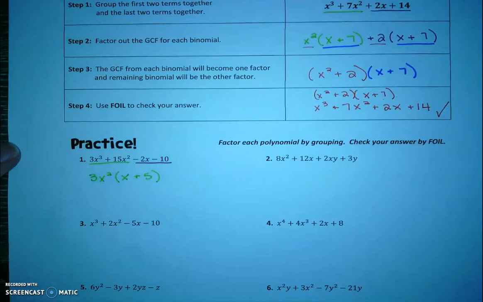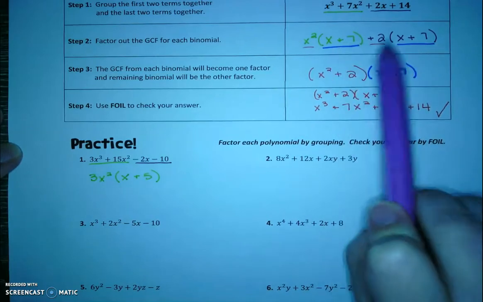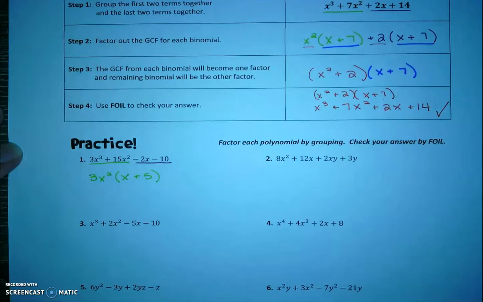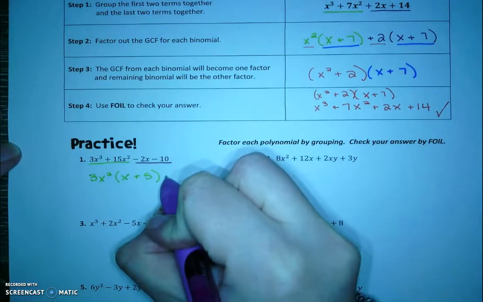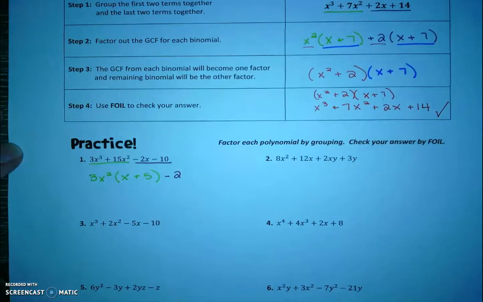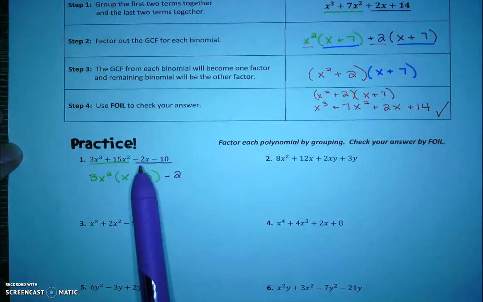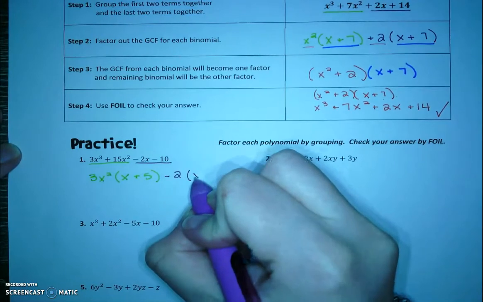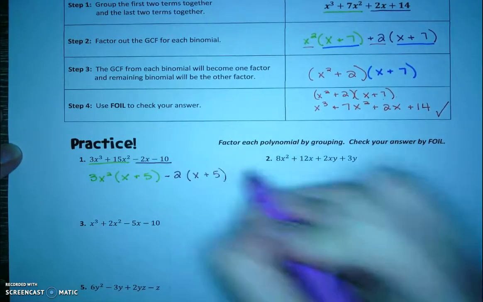For the second 2, remember, our goal should be to get x plus 5 on the inside of our parentheses, just like we had the x plus 7 in common up top. In order to do that, I need to factor out a -2. That's what's going to get me this positive 5 in the middle. So I'm going to factor out -2. I also know that I can do negative because they both have the minus sign. And that's going to leave me with x plus 5.